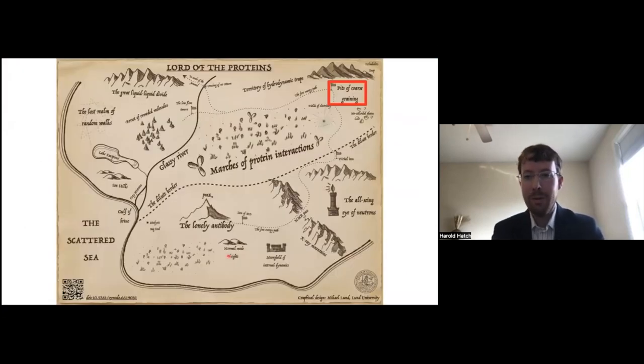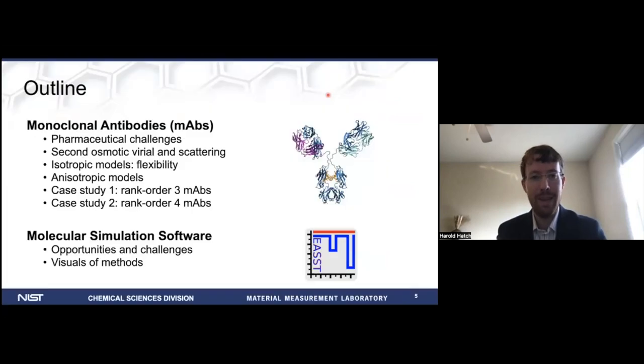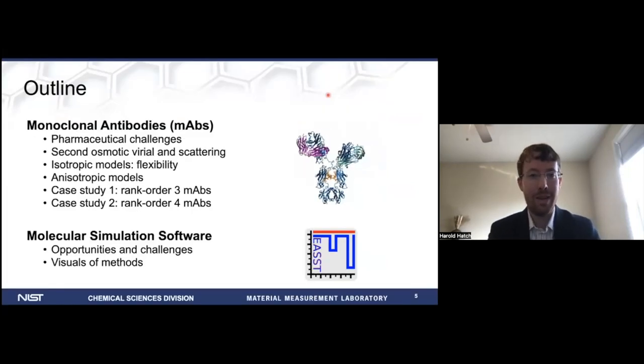So this is the beautiful map included with the LINXS NIST webinar, and Mikhail did an amazing job with this. So just reminding everyone, we're stuck maybe fortunately or unfortunately in the pits of coarse graining today. So this is the outline of the talk.